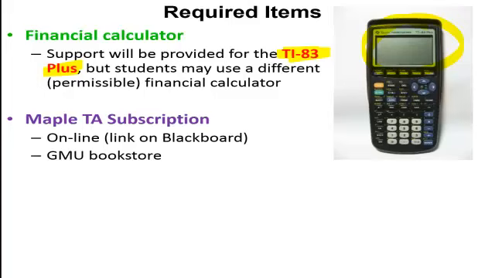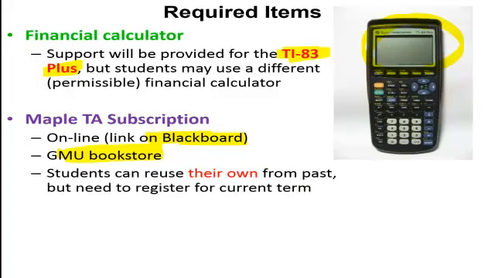Maple TA is the platform that we're going to do assignments on. There's a link on Blackboard that'll let you buy it, or you can also buy it in the bookstore. Also, there's a link on Blackboard that'll let you access it to do your assignments. If you've taken this class before, you can reuse your subscription. You don't need to buy a new one. If you're new to the class, you do need to buy a new one. But if you're reusing yours, you've got to make sure to register for the current term on Maple TA.